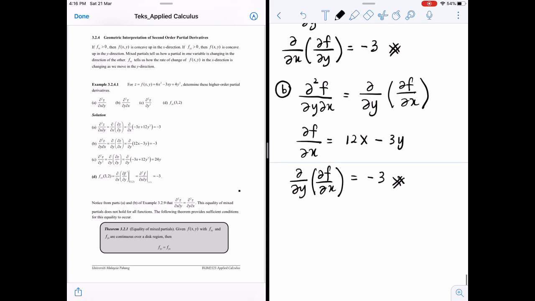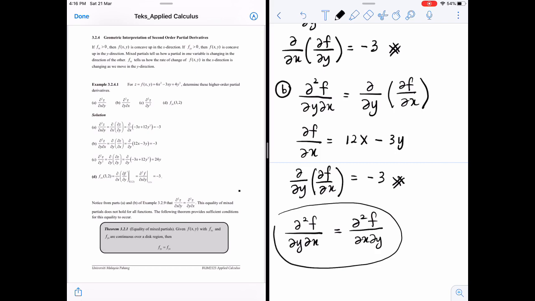If you see from this example, del square f, when we differentiate x then y, is equal to del square f dx dy. This equality only holds if fxy and fyx are continuous.